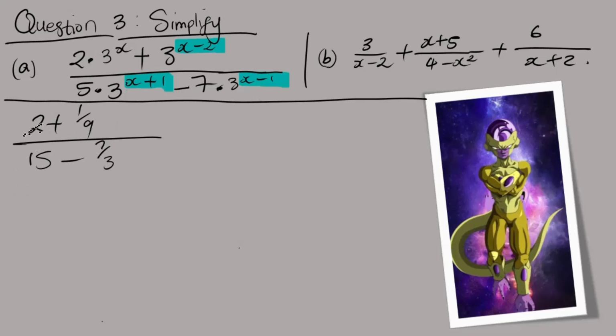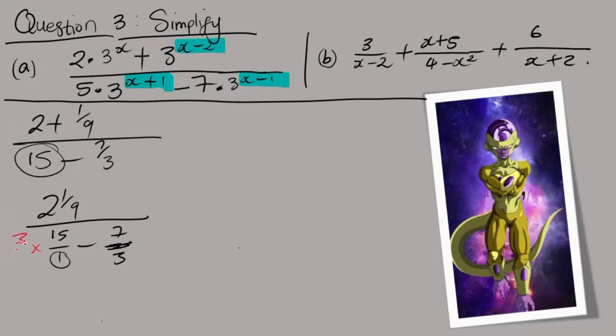So for the numerator now, what do I have? I have 2 with 1 over 9 all over. And here I have 15 minus 7 over 3. I have to express 15 in terms of 3. So I'll have 15 over 1 minus 7 over 3. Right. So if I have to get a denominator of 3 here, I'll do what? I'll multiply this part by 3 over 3. Right.